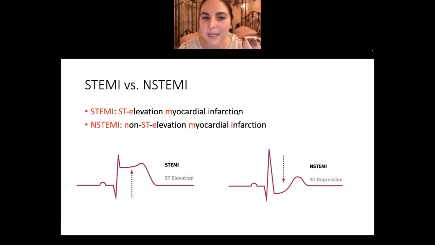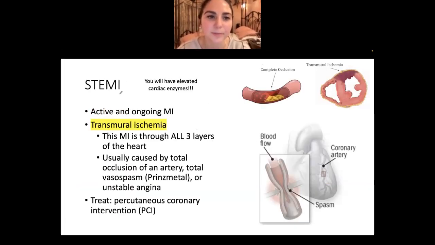So STEMI obviously stands for ST elevation myocardial infarction, and NSTEMI is non-ST elevation myocardial infarction. It doesn't have to be a depression. Usually it is, but it's just not elevated. So it can also just be normal, and that's an NSTEMI if they're having an active MI. But again, usually there's an ST depression.